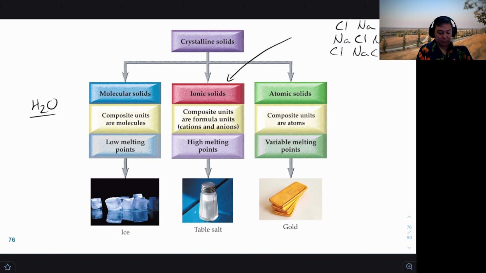And then these properties actually relate to the melting points as well. Molecular solids generally have low melting points, right? Ice melts at 0 degrees C. Table salt and ionic solids have really high melting points. So table salt doesn't melt until like 1800 degrees C. It's on the next slide or so. And then atomic solids have very variable melting points. So some of them have very low melting points, some of them have very high melting points.